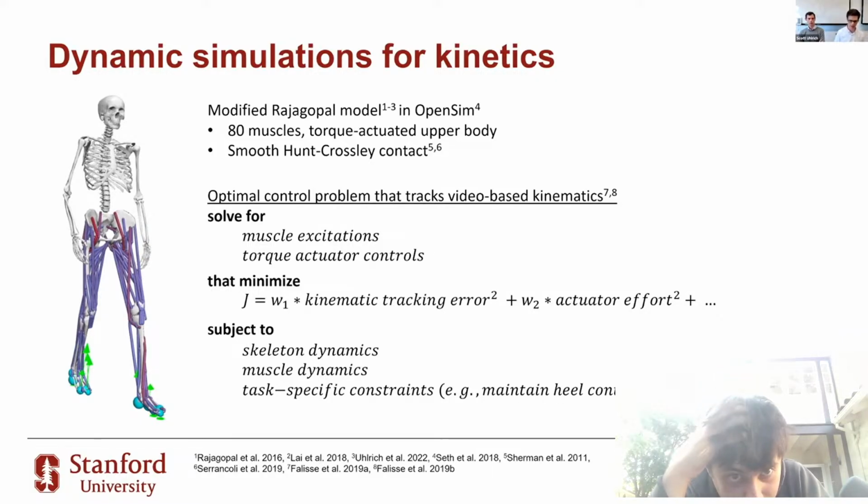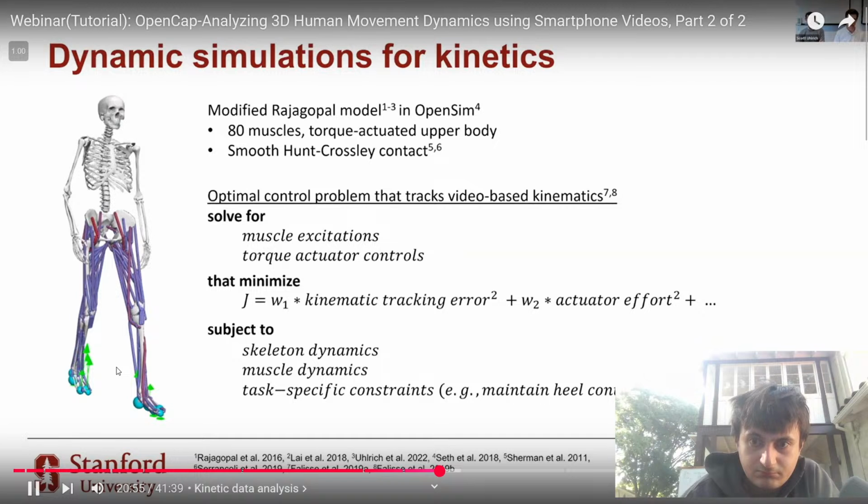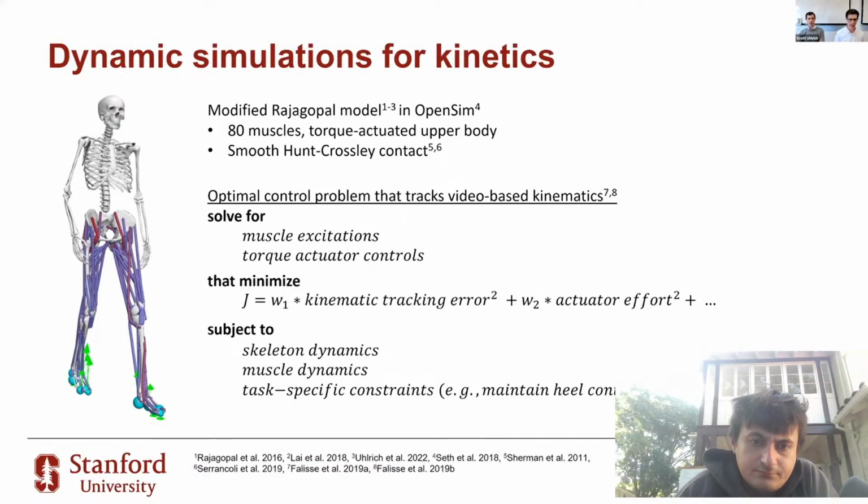So an example for how we did this in our study is when you're performing a squat, you're not necessarily trying to minimize energy, which is what's showing up in these actuator effort squared terms, but you're told to keep your heels on the ground. And so we added a constraint into the problem that you have to perform the squat in a way that your heels remain in contact with the ground.